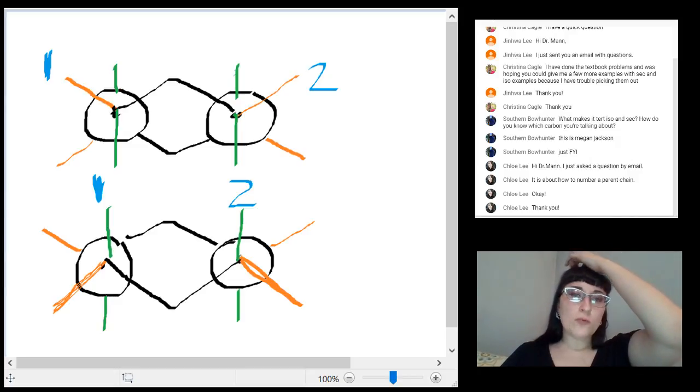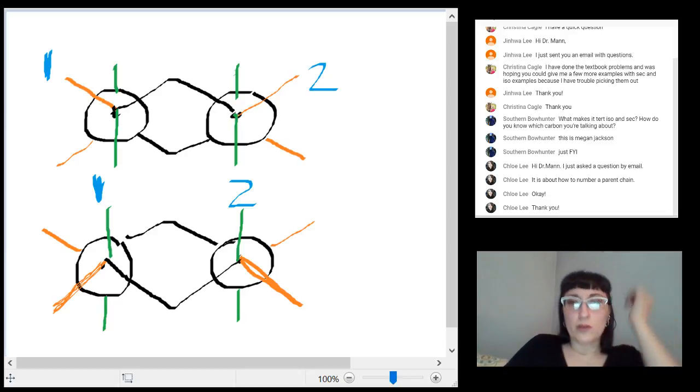Holly said, with the example we did when drawing a chair, does it matter if you begin with axial or equatorial? Not if I don't ask. I mean, if I say draw two of them, you have to draw both. And you can start with whichever one you prefer. I'm giving you ideas.